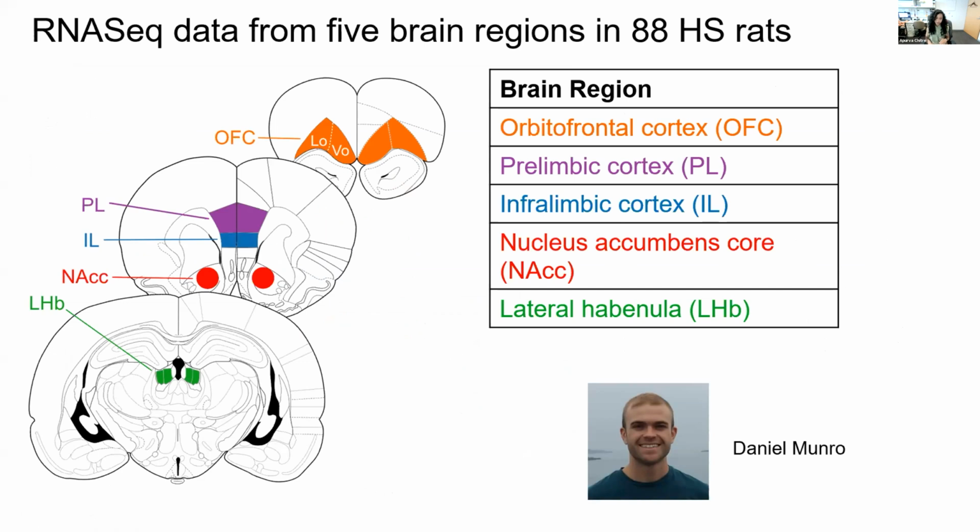All right. Before we talk about the next QTL, I wanted to talk about this RNA-seq data that we have, which was measured in 5 brain regions. And Daniel Munro from our group, who also gave a talk yesterday about this data set, has worked on calling eQTLs or expression QTLs for this particular data set.